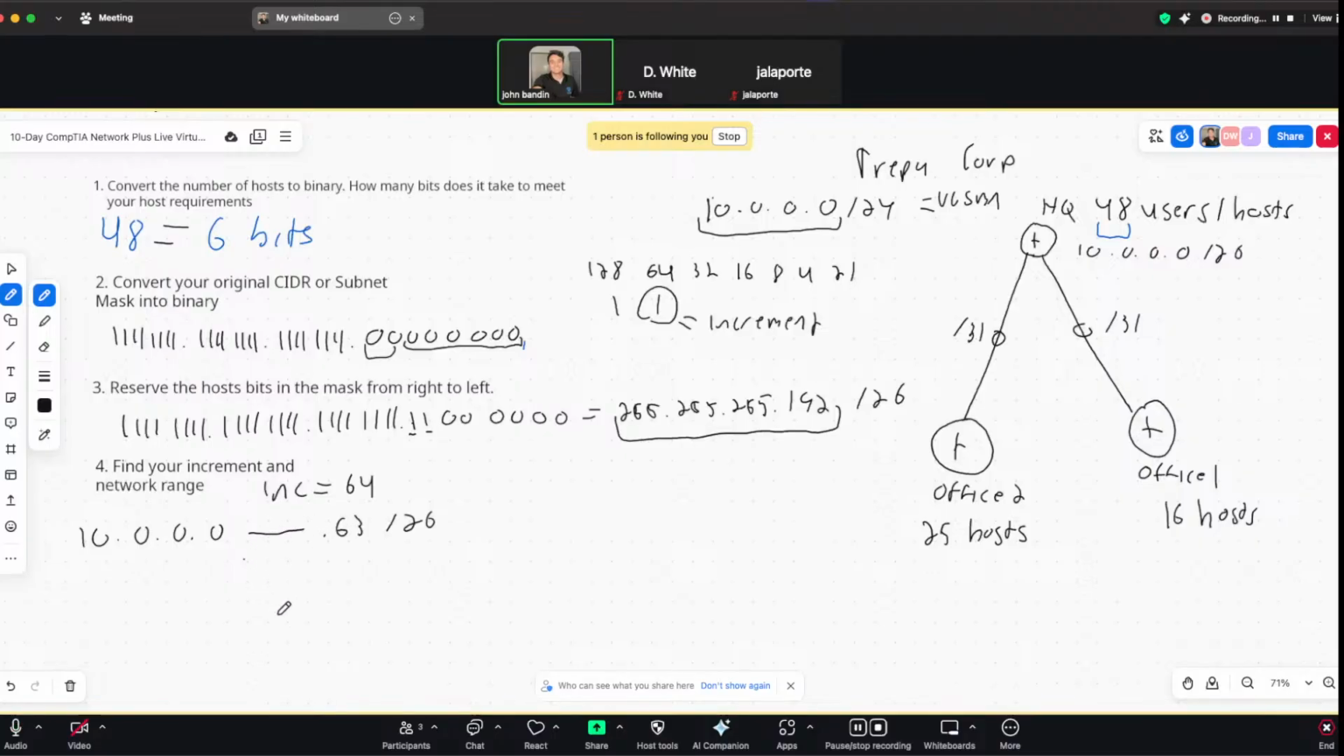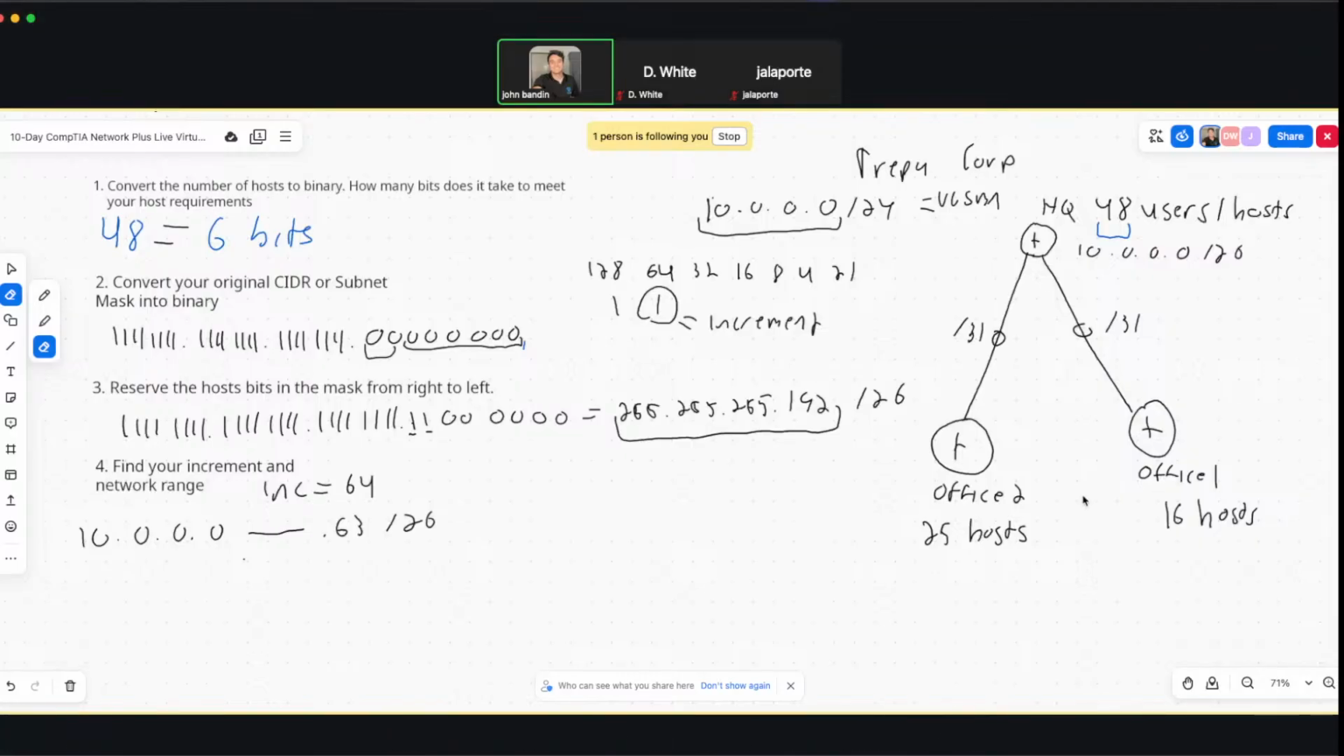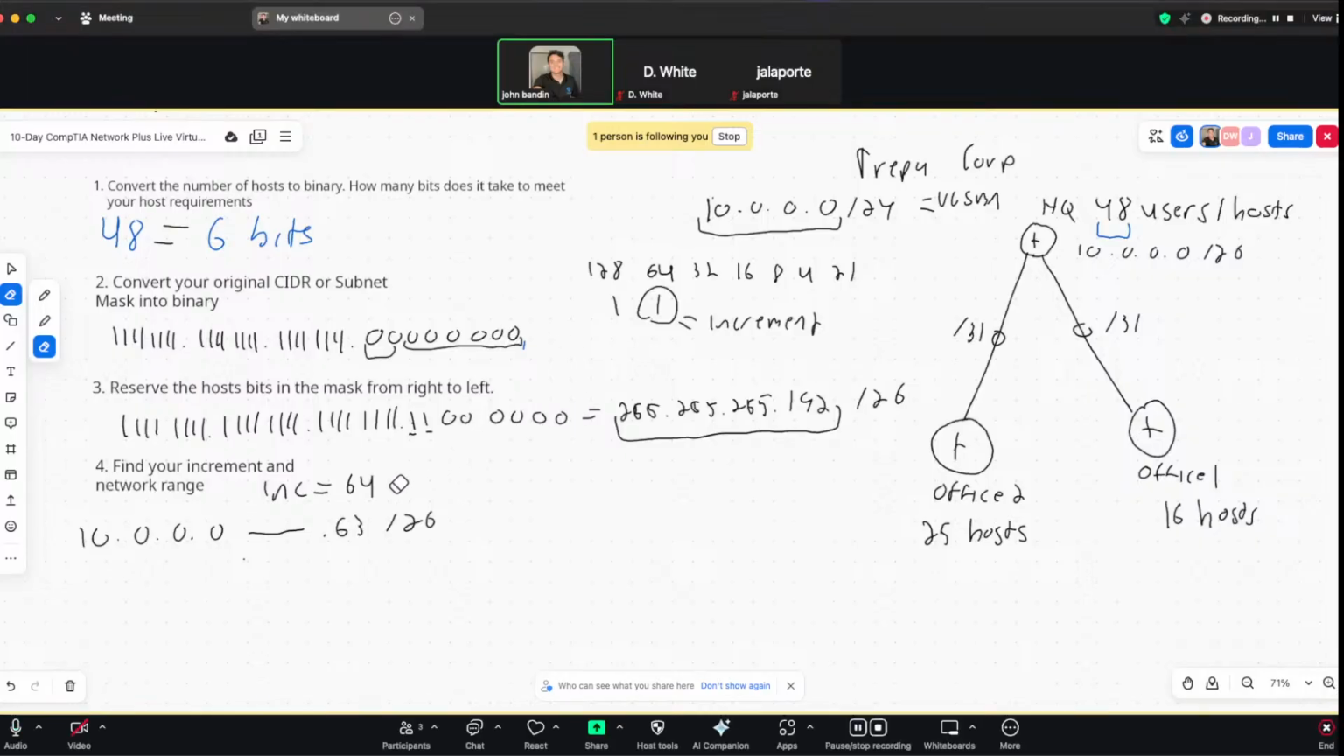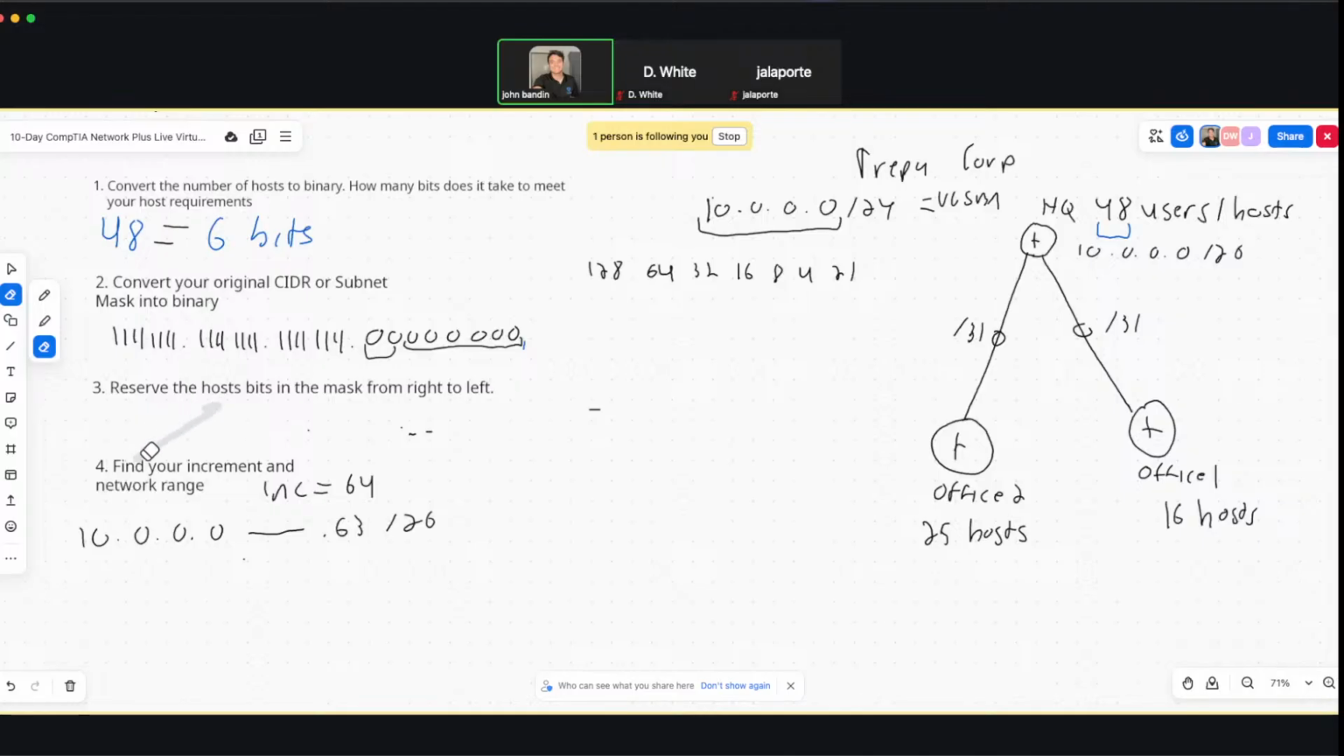Now I'm going to do this 2 more times for Office 2 and Office 1, and then we have to move on. I'm recording this, so if you have any questions, you can go back and watch. I also have multiple videos online and in our LMS that go through this same process over and over. So we figured out our first network here for HQ. Now we're going to redo this entire process.